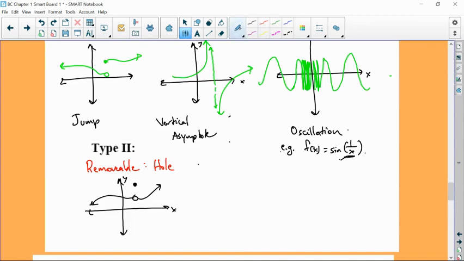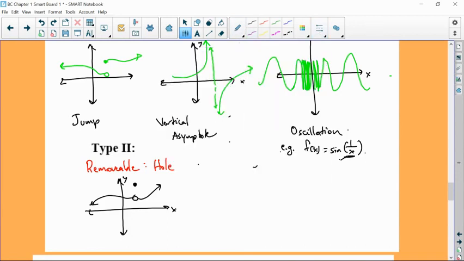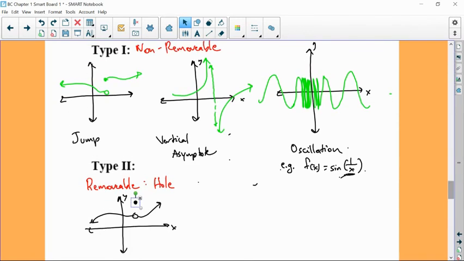And the reason it's called removable is because of all the discontinuities, it's the one that you can fix. This hole could be just put right there. I could somehow redefine the function, and so of all the discontinuities, that's the one that's easiest to analyze, because that's the discontinuity that we can actually reassign. Okay, so again, two different types of discontinuities: non-removable versus removable. And like I said, there are three examples of non-removable, one example of a removable.